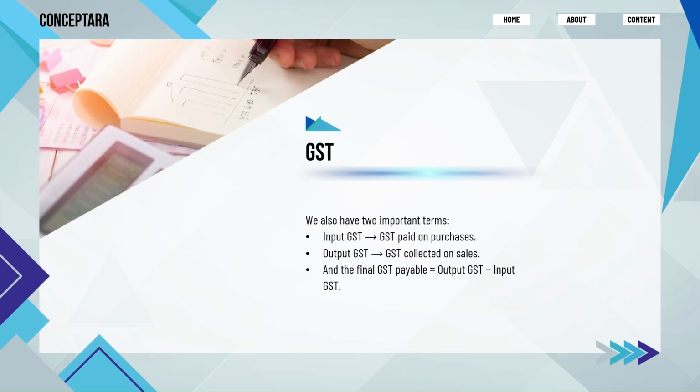We also have two important terms: Input GST, GST paid on purchases; Output GST, GST collected on sales. And the final GST payable equals Output GST minus Input GST.